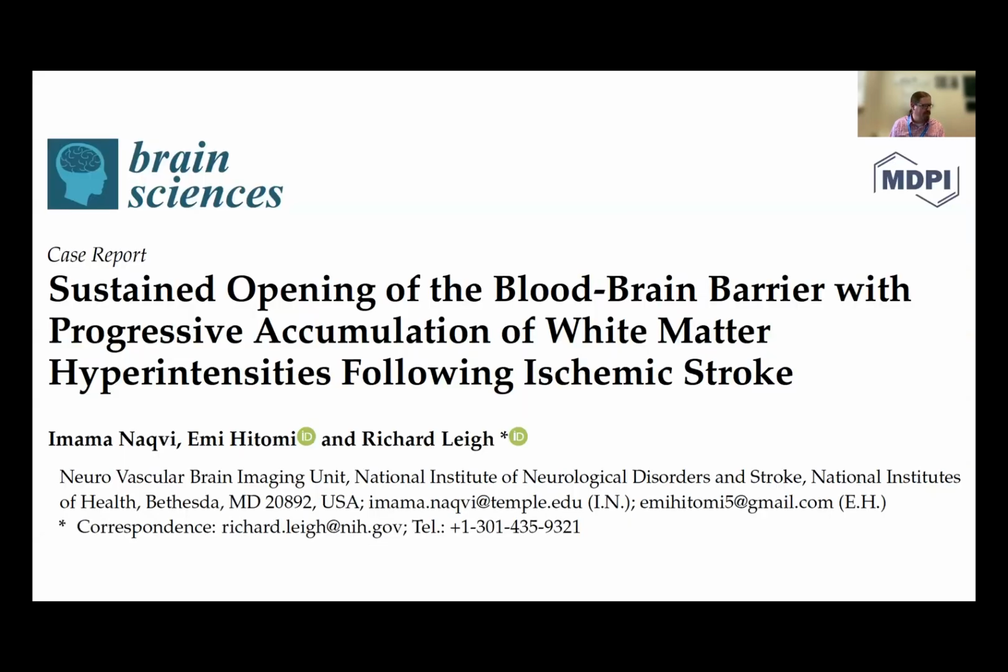So we wrote this up just as a case report, although I don't think it's that unique. I think this is actually probably a common finding and possibly one of the reasons that we see cognitive decline after stroke.